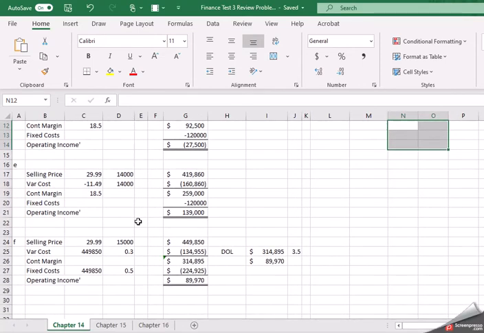So if we sell less than that, we're obviously going to be losing money. Okay, then they have us do the same thing. Now, what if we sold 14,000 shirts? So again, you've got the selling price of the $29.99 times the 14,000 shirts. We have sales of $419,860. Variable costs are $11.49. Again, 14,000 is what we're selling. So we multiply those to get to the variable costs. Then we subtract out our fixed costs. Now we can see we're making money. We'll have operating income of $139,000. Again, we're over that break-even point.